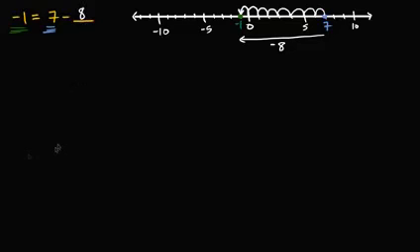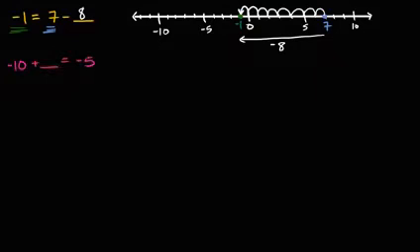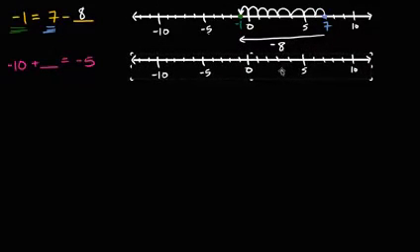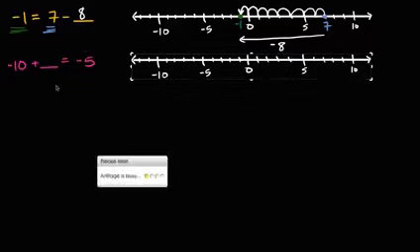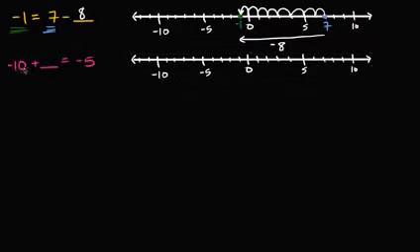Let's do another one of these. This is kind of fun. Let's say we have -10 plus blank is equal to -5. What would the blank be in this case? Let's give ourselves a number line again. We are going to start at -10, so this is -10 right over here. We're going to add something to it to get to -5. Remember, -5 is right over here.